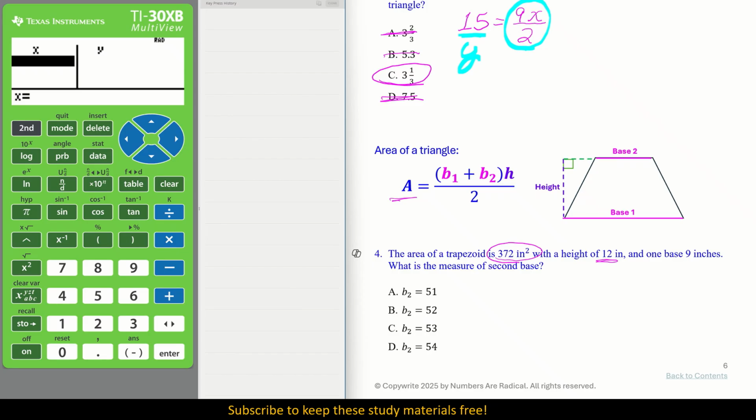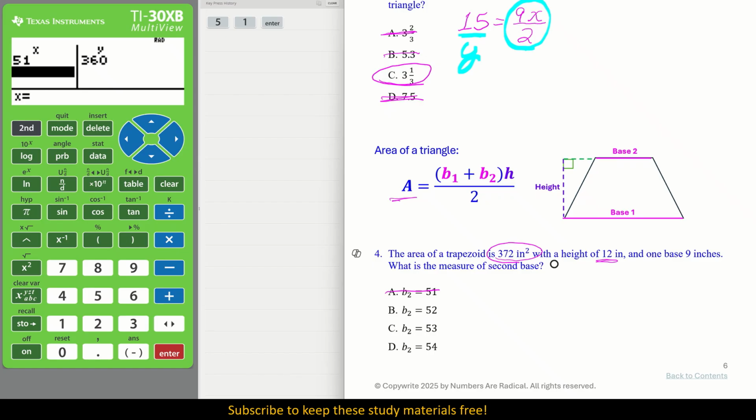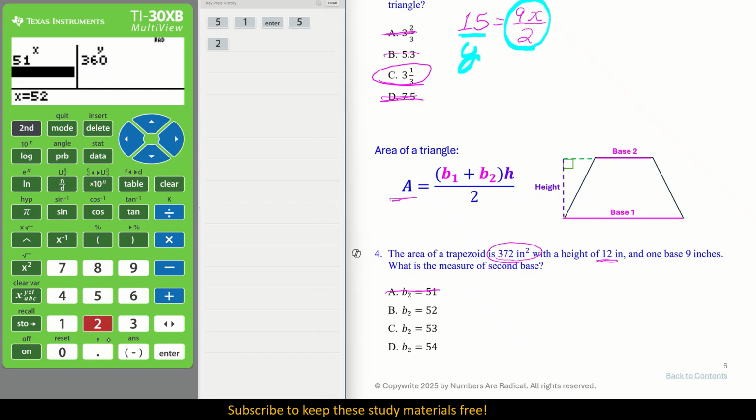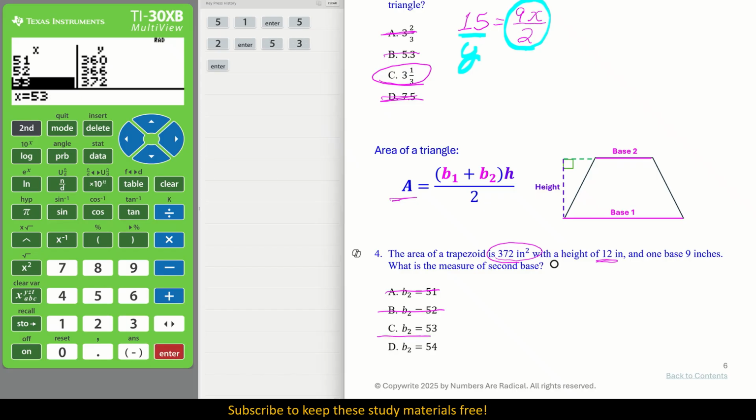So let's try 51. Well, that's not 372. So it's out. Okay. Now let's try 52. Nope. That won't work. 53. Ooh, we have a winner. But go ahead and try 54, okay?